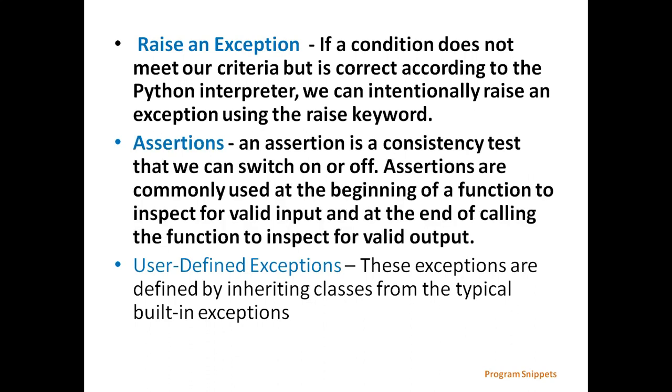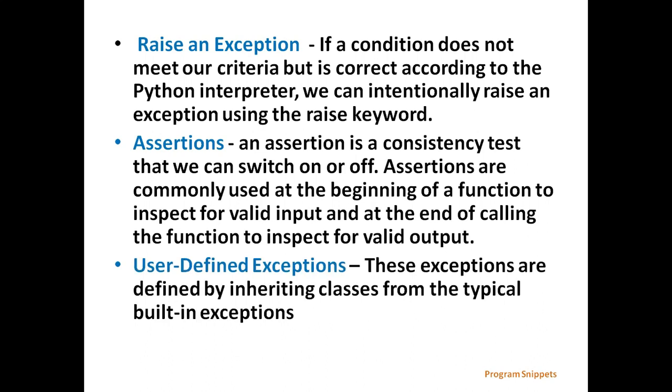Next is assertion. An assertion is a consistency test that we can switch on or off. Assertions are commonly used at the beginning of a function to inspect for valid input and at the end of the function call to inspect for valid output. And last is user-defined exceptions. These exceptions are defined by inheriting classes from the typical built-in exceptions.